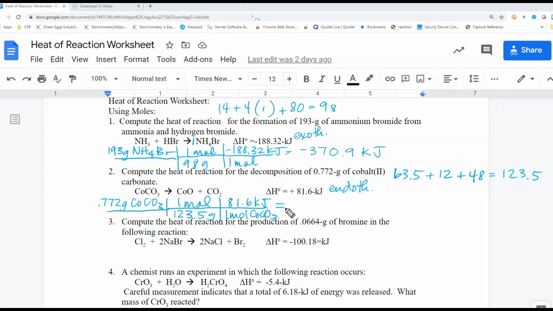So when we do our math, 0.772 divided by 123.5 times 81.6, we get 0.510 kilojoules that is going to be used. If we wanted to convert that into joules, we could say 510 joules. Nothing said that we have to, but we could do that. I'm going to go ahead and complete the calculations for the next two so that you can see how those work out, but it should be pretty much the same thing over and over again.